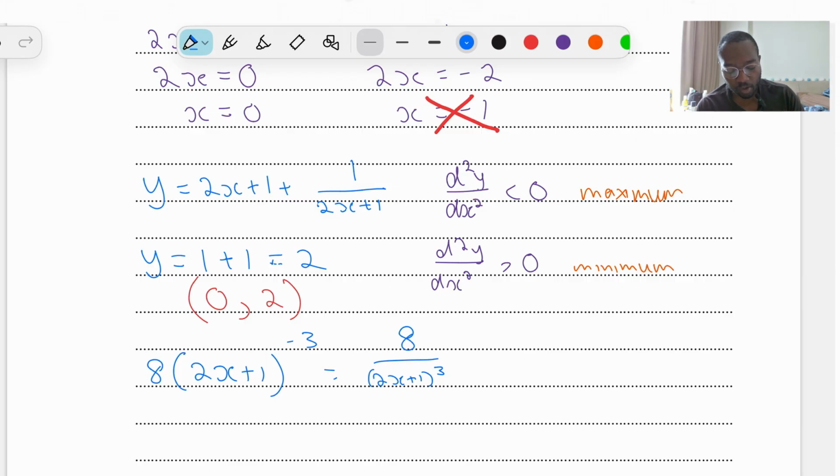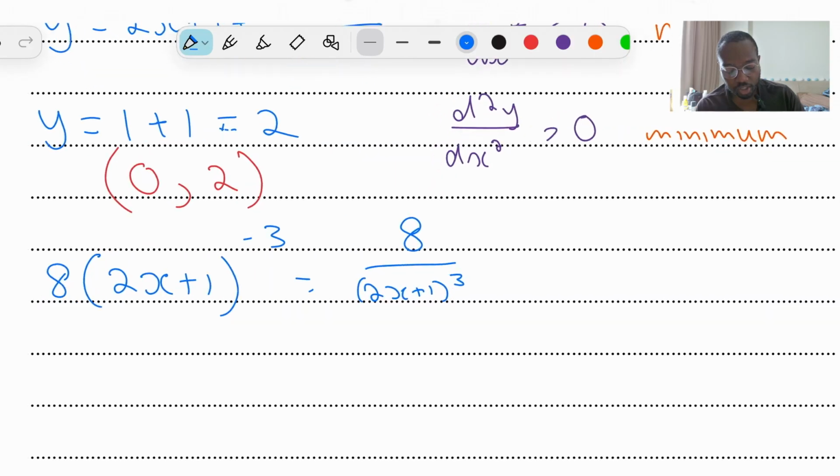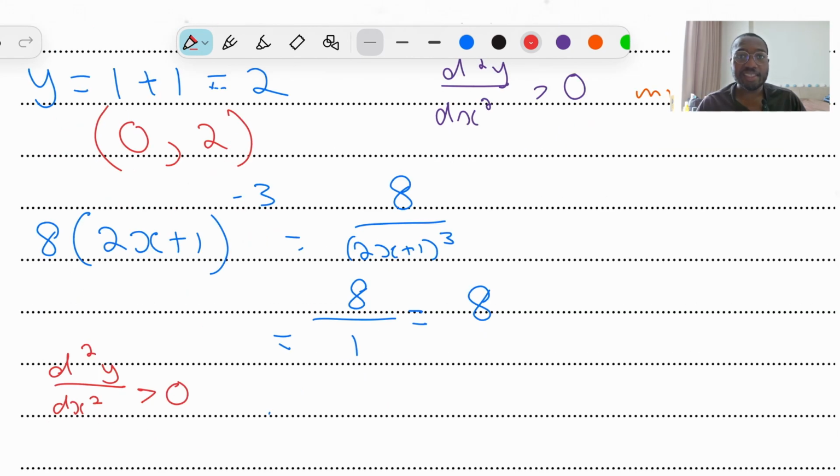So we put in our value. Well, our value was just 0. So therefore it would be equal to 8 over (2 times 0 plus 1) cubed, which is just 1. So that would just be 8, okay? So because we have 8, that means that d squared y over dx squared is going to be greater than 0. Therefore, we can say that the nature of the stationary point is a minimum, okay?